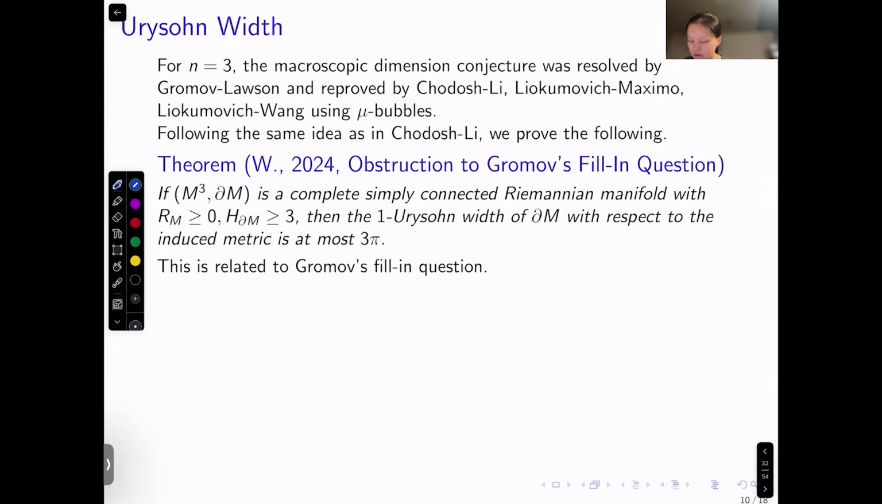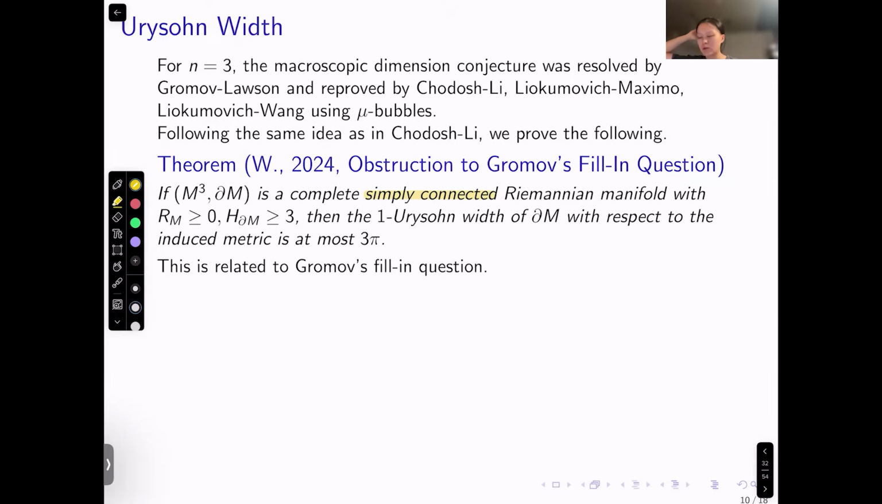First there is this assumption of simple connectedness here. This is also assumed in the paper of Chodosh and Lee. And even with this assumption, you can actually use this result to prove many useful results we will mention later.